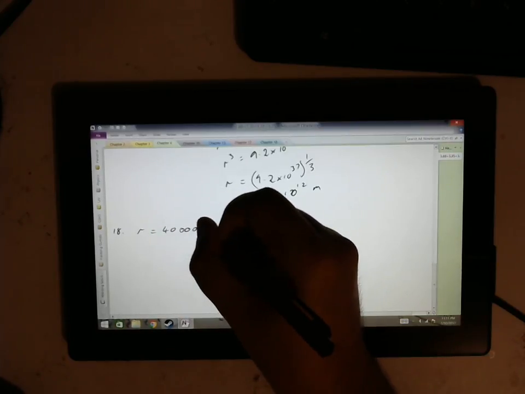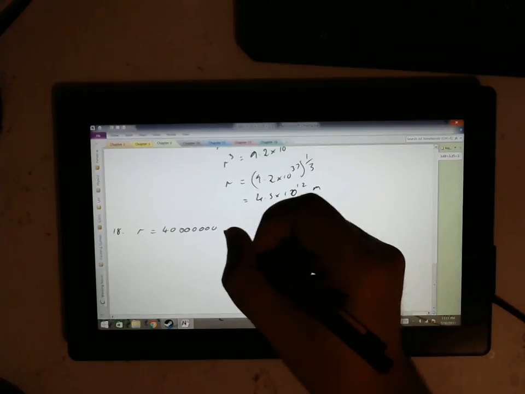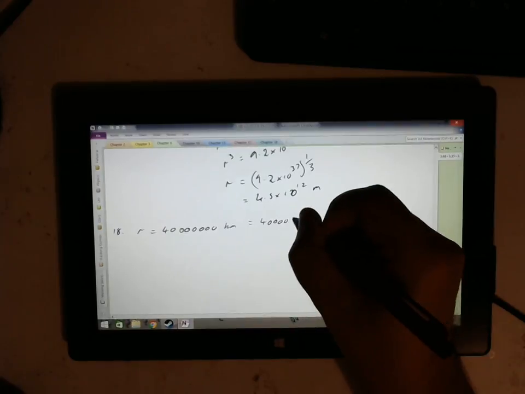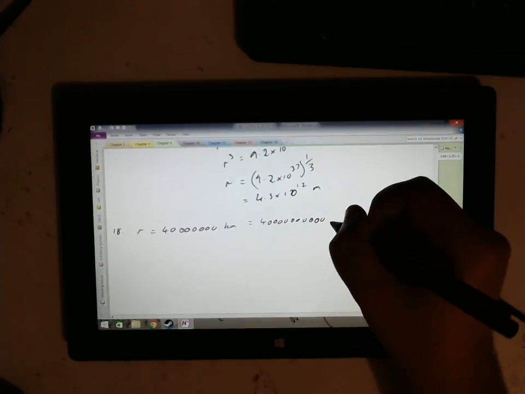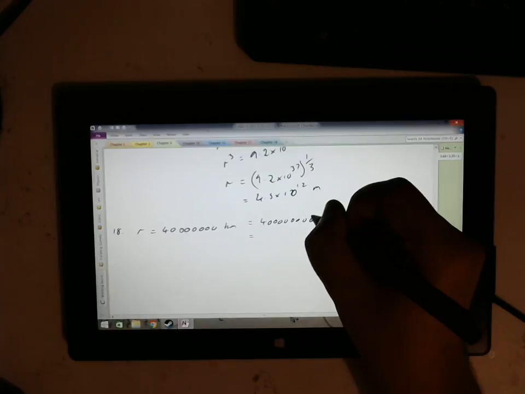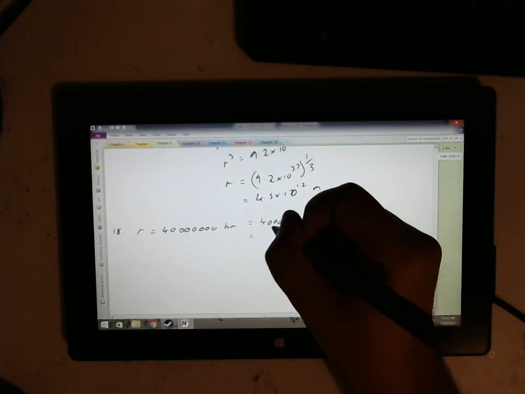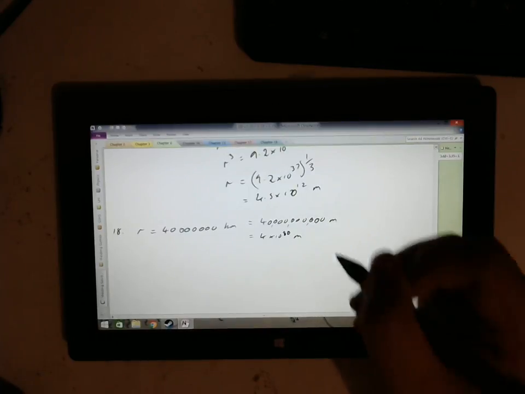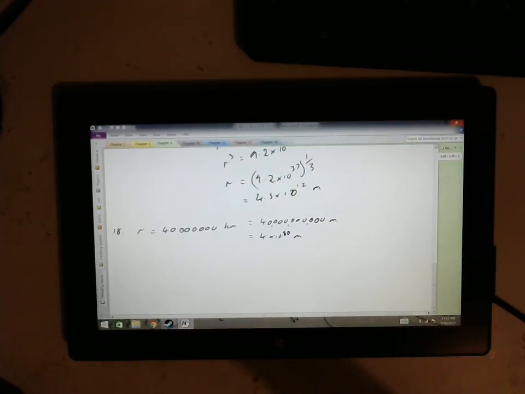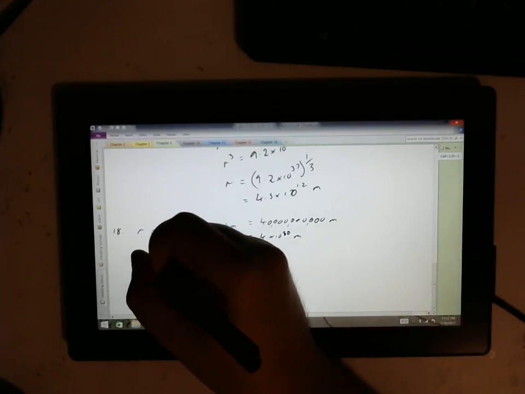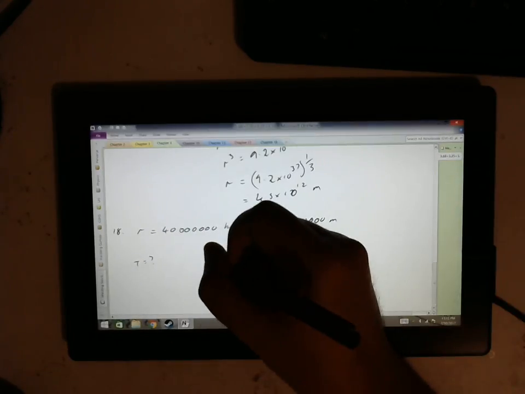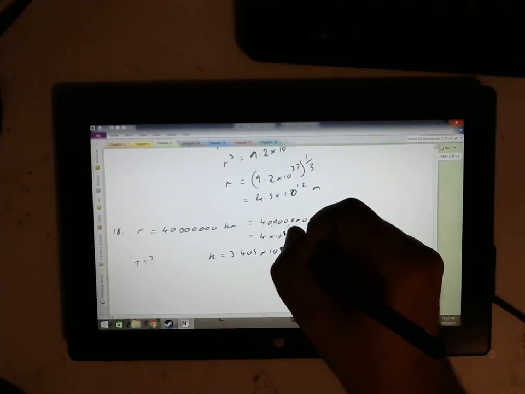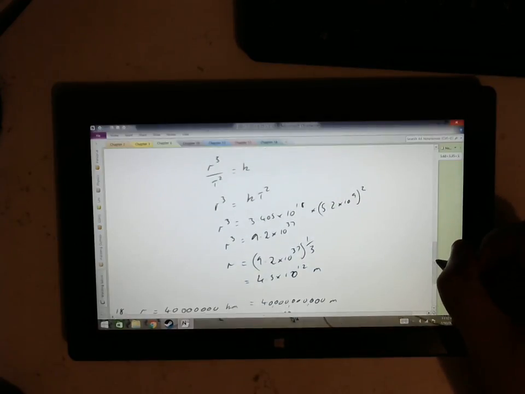So that's in kilometres. Equals 40 million kilometres, so in metres that equals 4 times 10 to the 10 metres, just to make it a bit easier for ourselves. We are trying to work out T, and let's use that same k as before, 3.405 times 10 to the power of 18. That was it, yeah.